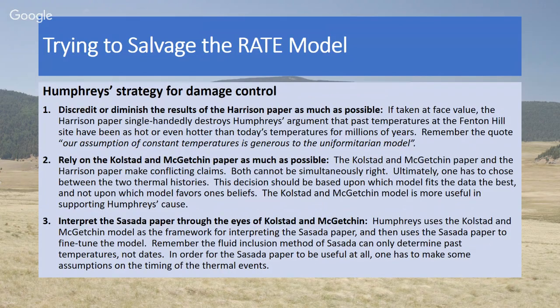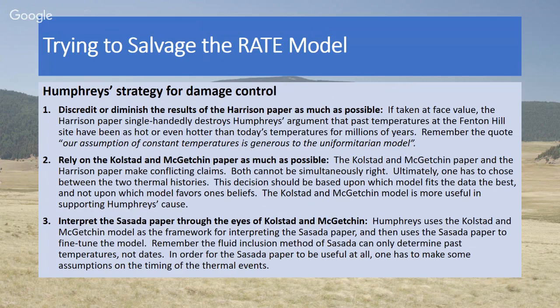And what is Humphreys doing for damage control? So what he basically has to do, he has to either discredit or diminish the Harrison paper as much as possible. You can't take that at face value. Because remember, his quote is, "Our assumption of constant temperatures is generous to the uniformitarian model." And that's hard to defend if a paper, which Humphreys now agrees, states that 20,000 years ago, it was more than 100 degrees cooler.